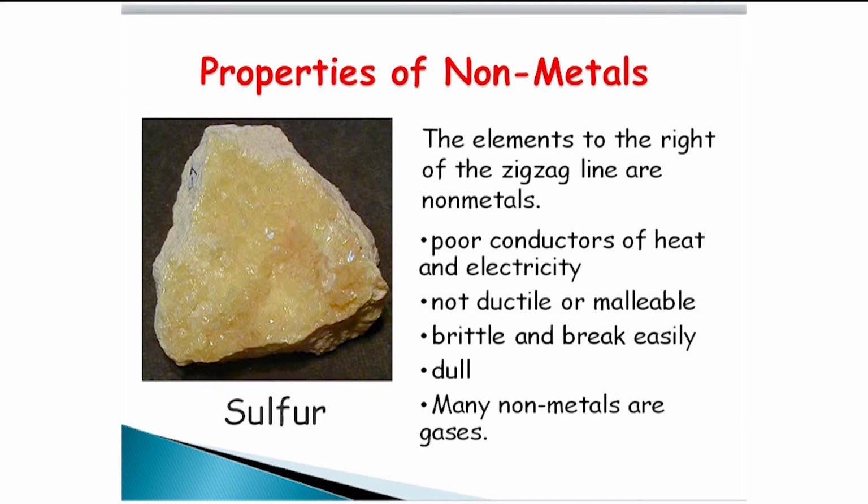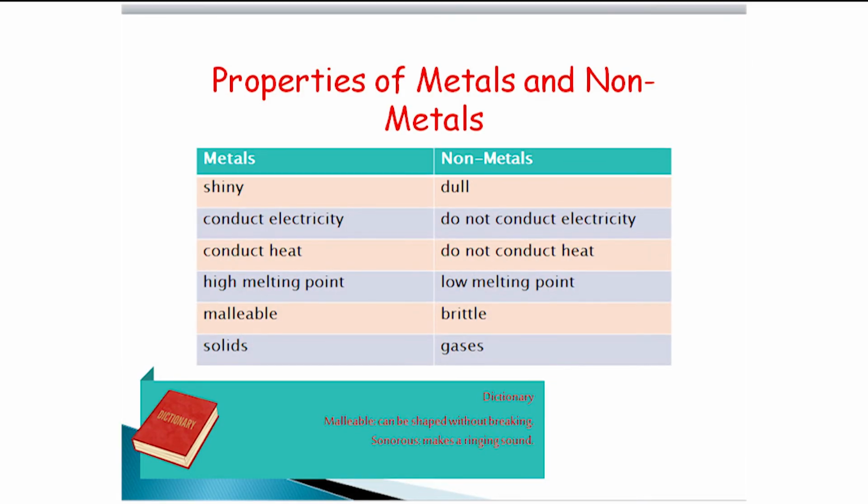The elements at the right side of the periodic table are nonmetals and have properties completely opposite to metals. If metals are good conductors, nonmetals are poor conductors of heat and electricity. If I try to flatten a piece of carbon, it will break. Accordingly, nonmetals are neither ductile nor malleable. A piece of charcoal doesn't shine, so nonmetals are dull. As we said before, metals are shiny like gold, while nonmetals are dull like carbon.